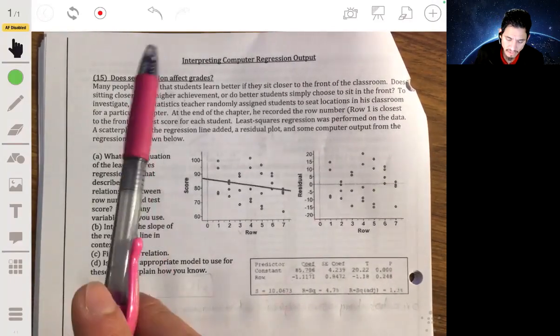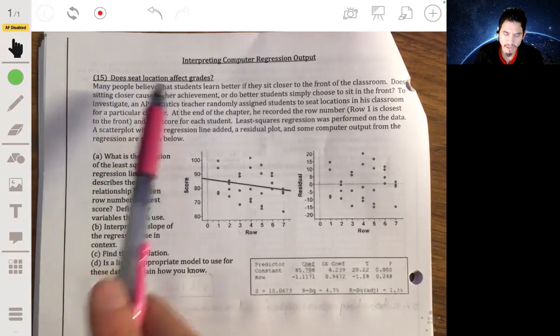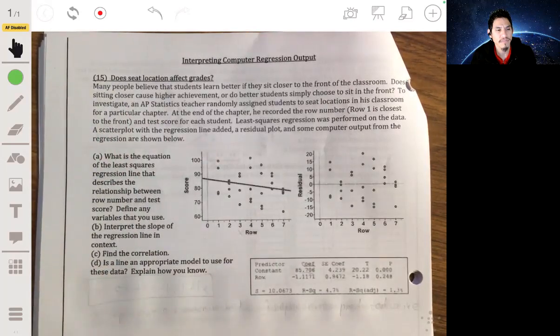All right, so here we have a problem dealing with the question, does seat location affect grades? This is actually a pretty common question that you probably have heard of and probably even thought of yourself. Does sitting in the front row, next to the teacher, actually help me? Or is it just that the teacher wants to be next to them? It makes me think that I'm going to be paying attention and doing better. People actually wonder about this.